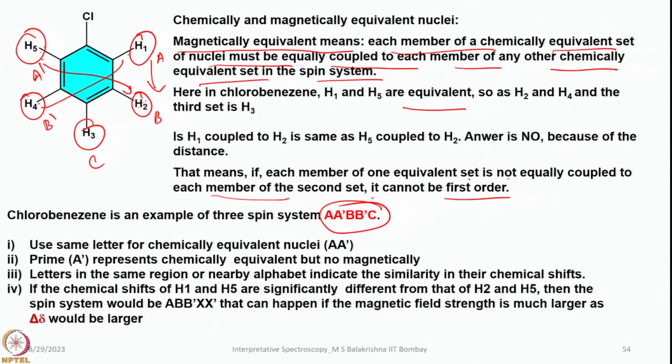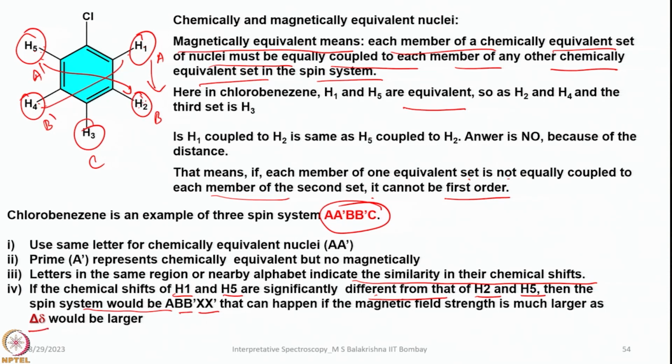Letters in the same region or nearby in the alphabet indicate similarity in their chemical shifts. That's the reason when we take AA', BB' and C, that means they have very similar chemical shift values. If the chemical shifts of H1 and H5 are significantly different from those of H2 and H4, then the spin system would be AA', BB' and XX'. That can happen if the magnetic field strength is much larger, as delta would be larger.